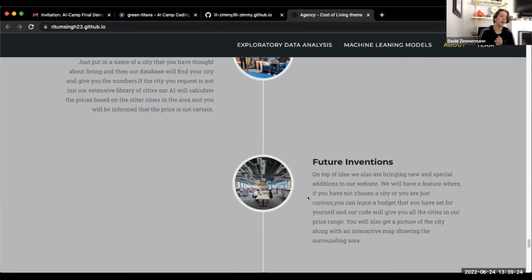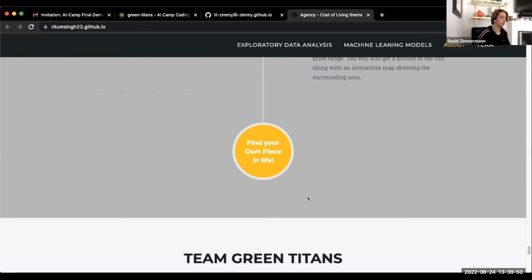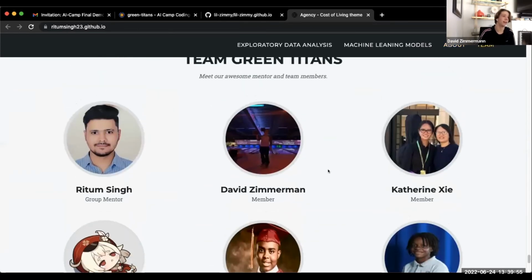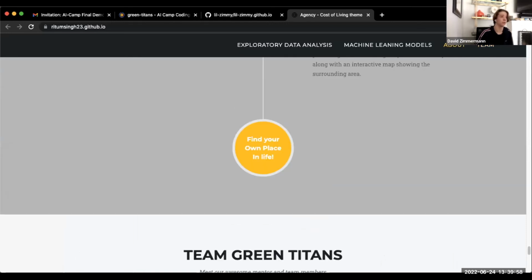Future stuff we want to add: it would be great if we could have a budget system like House Hunters, where you can put in how much money you would be willing to spend, and we'll give you a range of cities that you could live in. We'd also like to have a picture next to it so you can see what city you're going to if you don't know the city. We'd also provide an interactive map showing you the surrounding areas in case you're worried about that. Again, we are the Green Titans, and this is our very cool team. I'm lastly going to pass it on to Katherine to show everyone what our prediction model was.